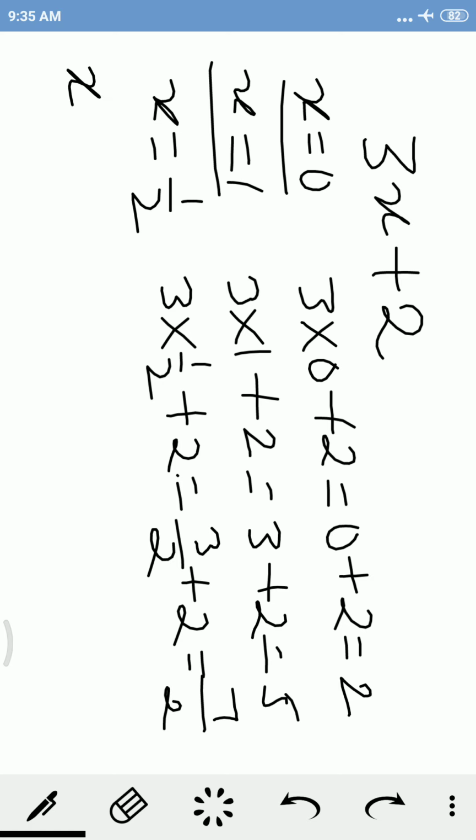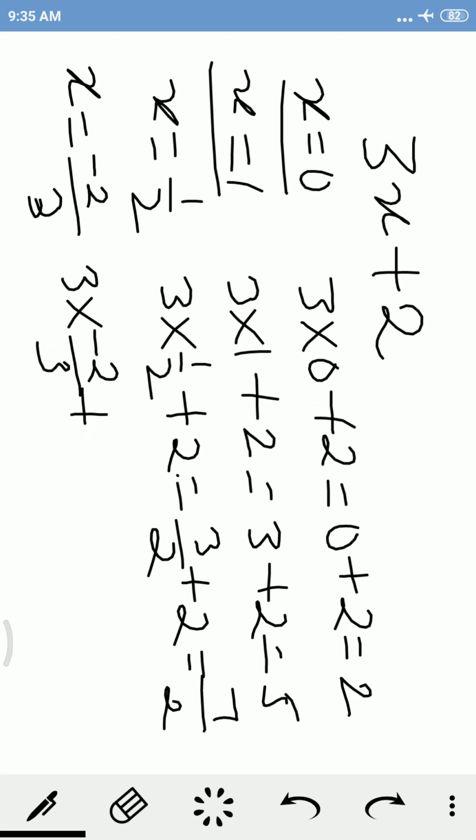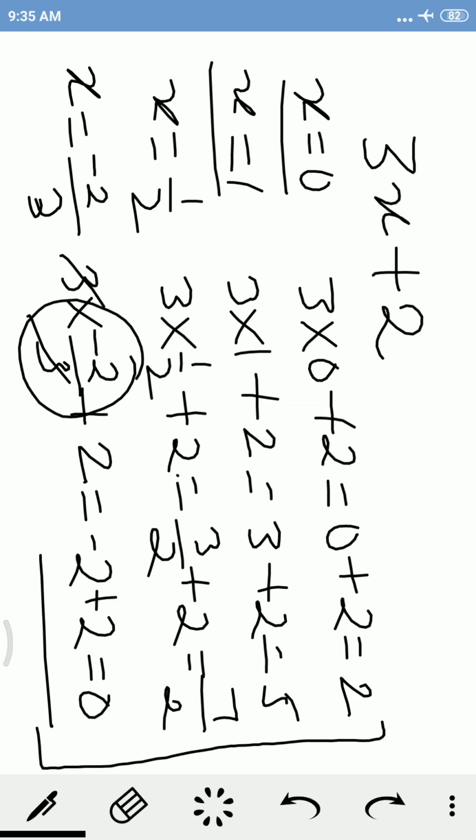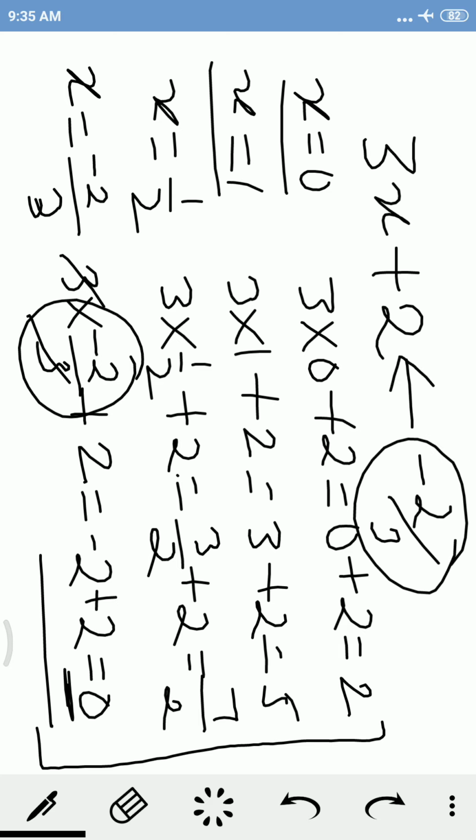Now if I take x equals minus 2 upon 3, then what will happen? 3 multiplied by minus 2 upon 3 plus 2. The 3 will be cancelled by 3. We will get minus 2 plus 2, which is equal to 0. So here you can see that when we take different values of x, we get different values. But when we put minus 2 upon 3, then we get 0. So here minus 2 upon 3 is the zero of this polynomial.